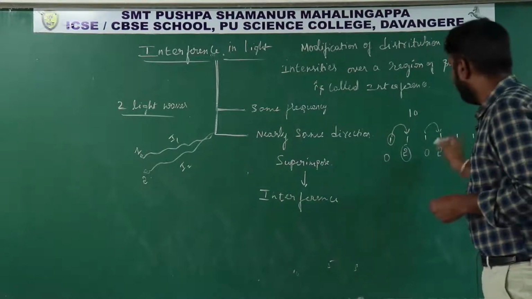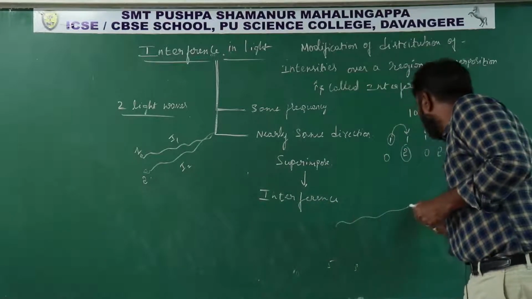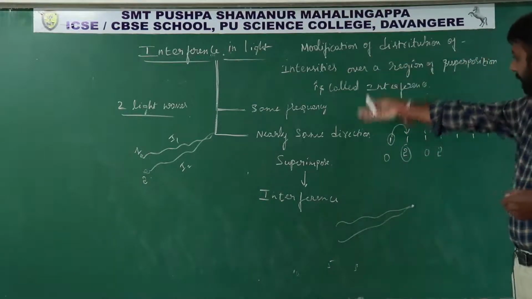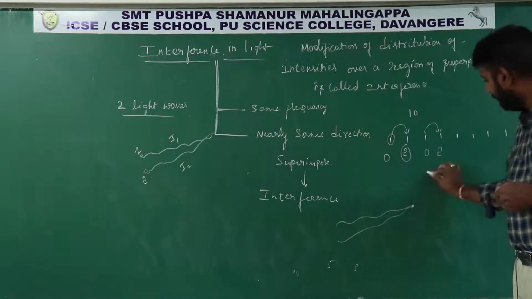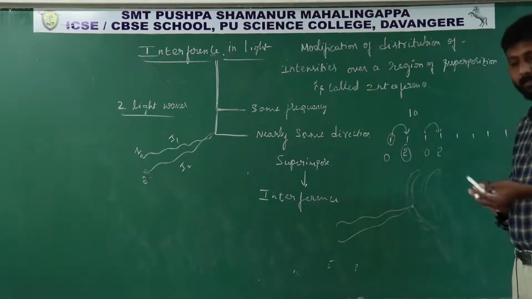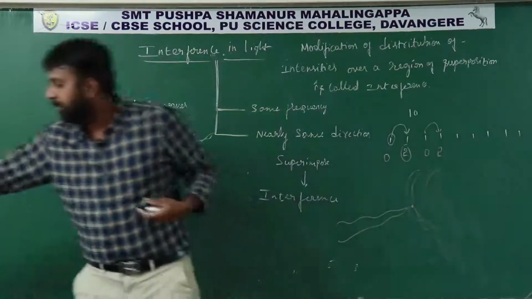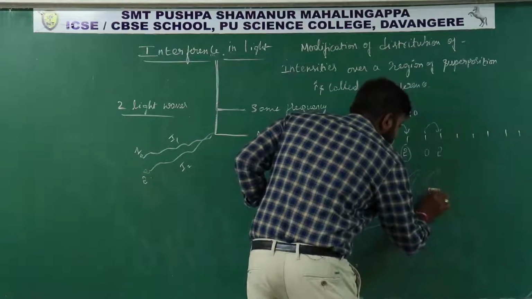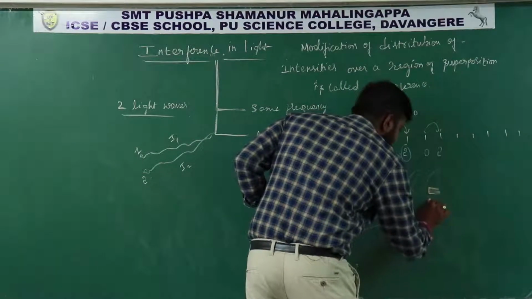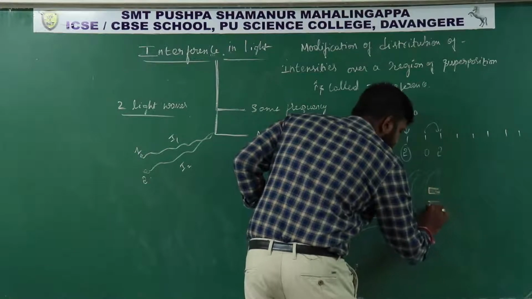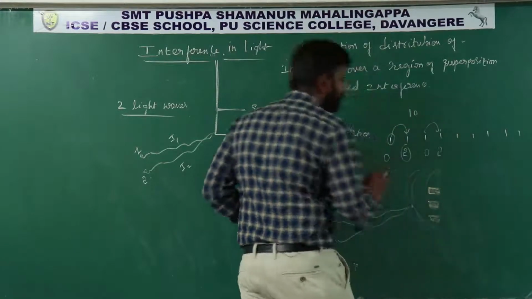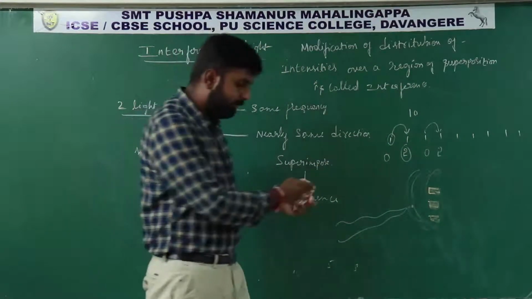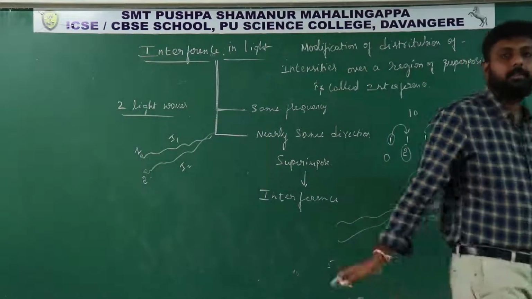So suppose these two waves are superimposing here, and they obey these conditions. In the region you will observe interference. What you will observe is bright fringes and dark fringes, like this. This is just an example, you will study it in the next classes.